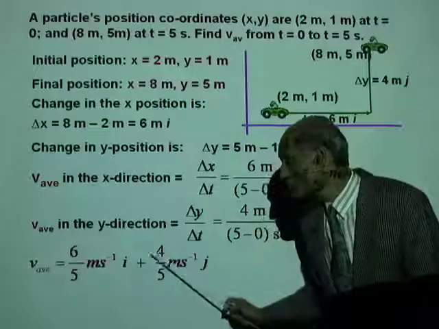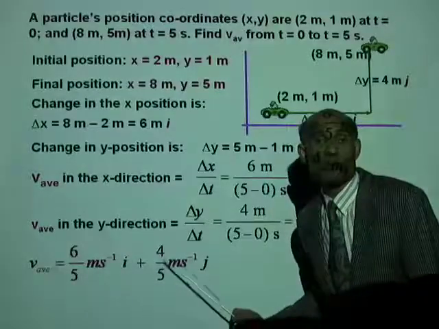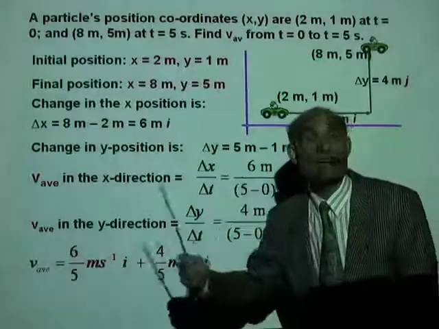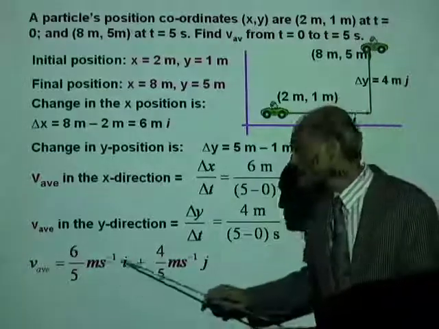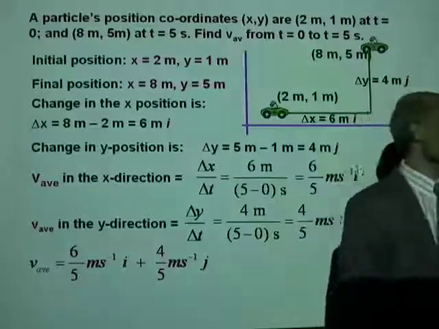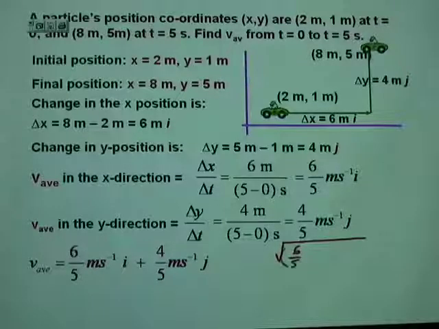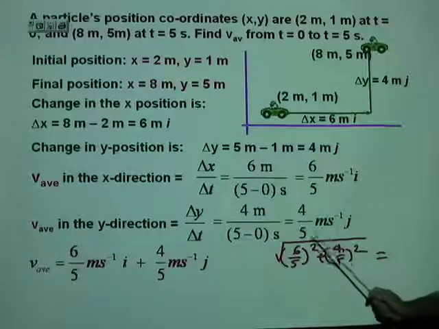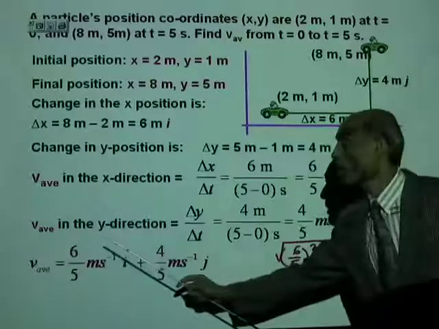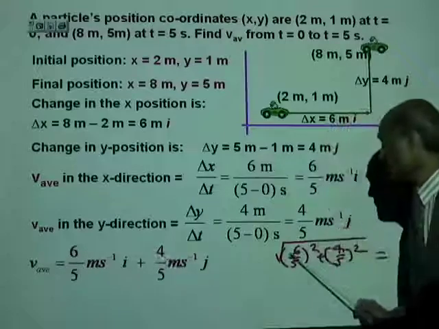Alright, I want you to now find the magnitude and direction of this. I have given you the component form. Convert this to magnitude-angle form. Tell me, what is the magnitude of this? The magnitude of that average velocity will be the square root of (6 over 5) squared plus (4 over 5) squared. I'm going to leave it for you to calculate. So the magnitude of the average velocity will be the square root of x squared plus y squared.